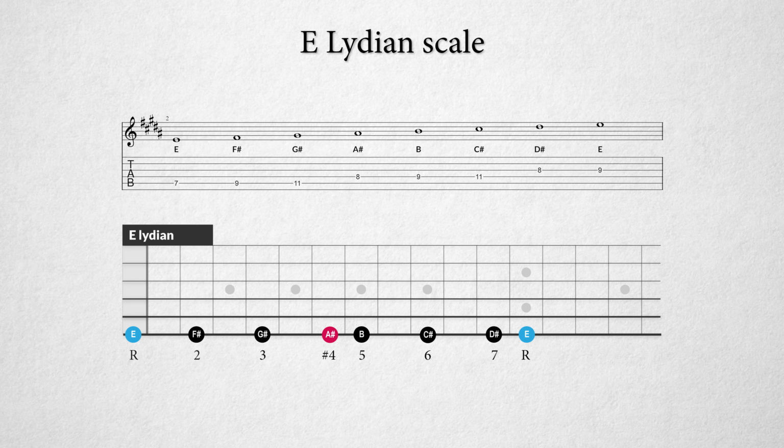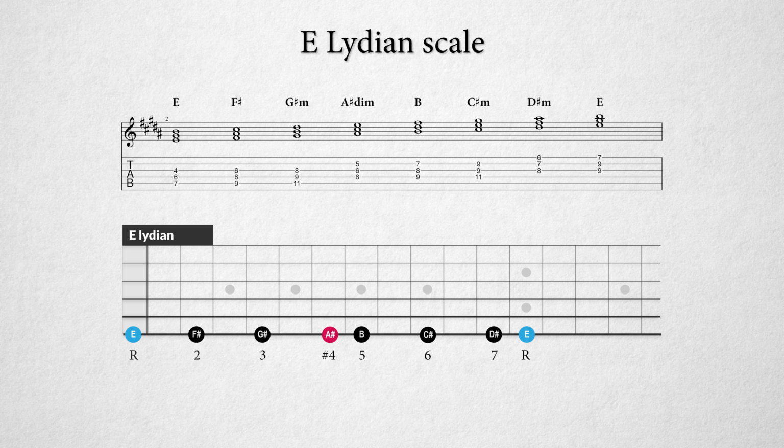The E Lydian scale looks like this. It is a major scale with an augmented 4th degree A sharp. The chords in the scale are the same as those found in B major because E Lydian is the 4th mode of the B major scale. So E major, F sharp major, G sharp minor, A sharp diminished, B major, C sharp minor and D sharp minor.